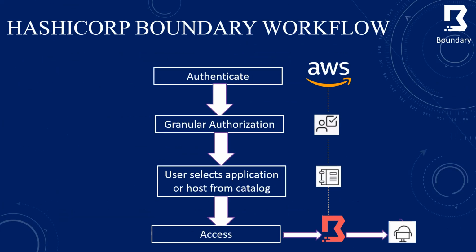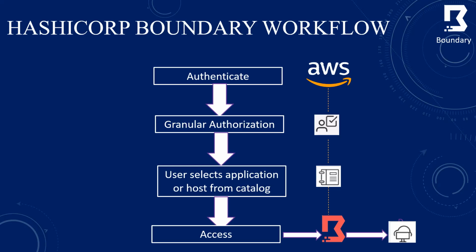So this is the workflow of the HashiCorp Boundary product. First is authenticate, the user authentication. The user logs in with a trusted identity based on the rules and policies, with a trusted identity platform such as Azure Active Directory, Ping, or any other trusted identity platform supporting OpenID Connect. Next is the granular authorization.